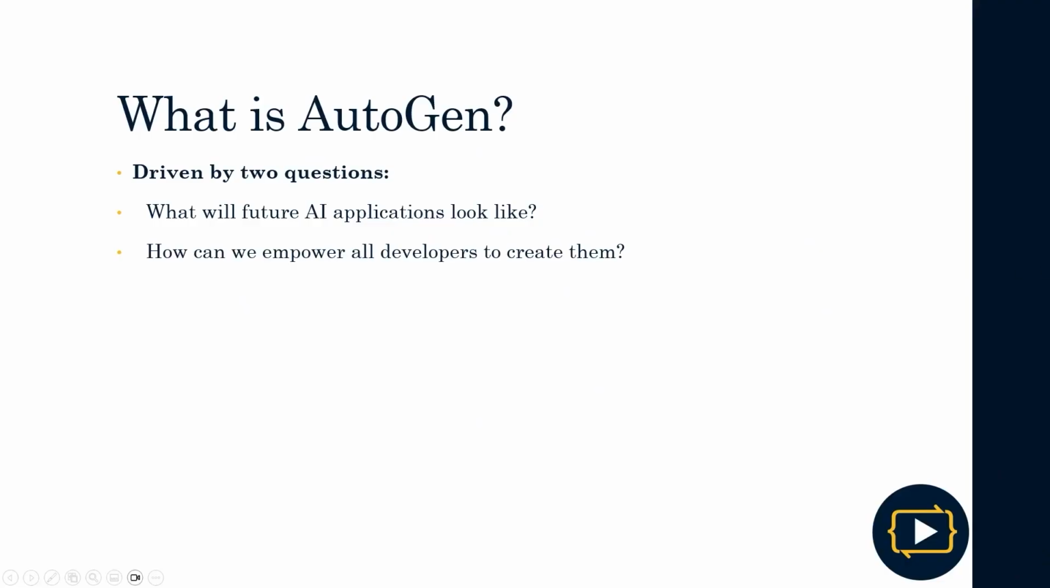Before we discuss what AutoGen Studio is, we need to know that AutoGen is essentially a framework created with two questions in mind by its creators. The first question is, what is the future of artificial intelligence applications? Or what would these types of applications look like? The second question is, how can this power be given to all developers to create these kinds of applications? These are the fundamental questions behind the creation of this framework.